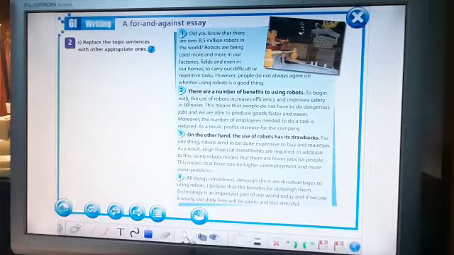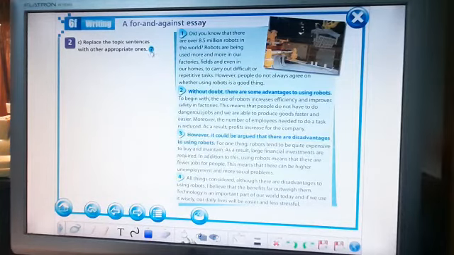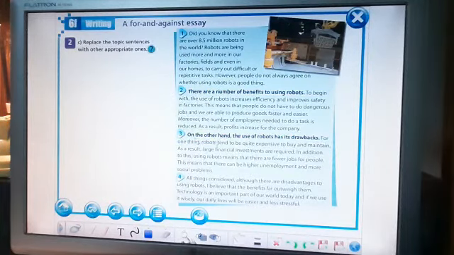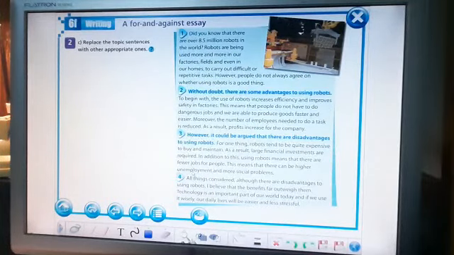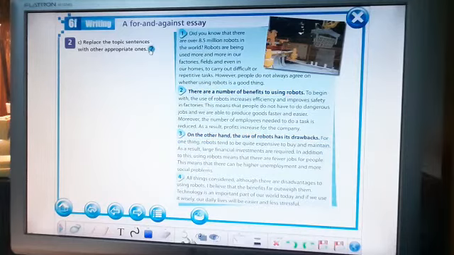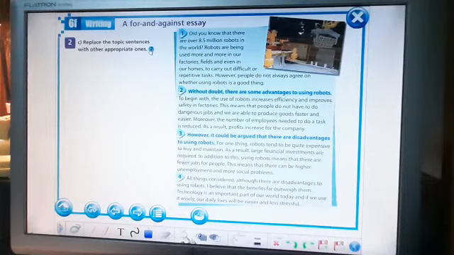So, "There are a number of benefits to using robots." Instead of this, we can say, "Without doubt, there are some advantages to using robots," and instead of "On the other hand, the use of robots has its drawbacks," we can say, "However, it could be argued that there are disadvantages to using robots." Of course, if you can think of other appropriate ones, they are going to be correct, they are going to be true. And you can, of course, see if your options are correct by having a look at the useful language on page 85, in the corner of the page.